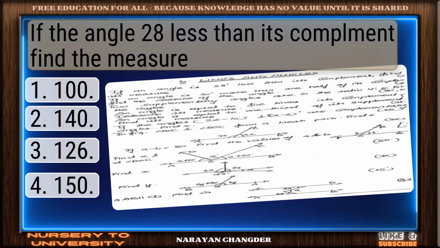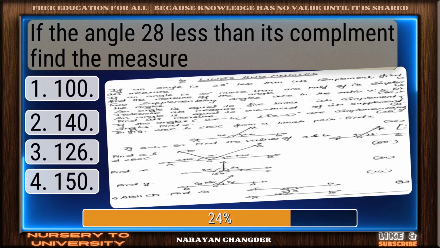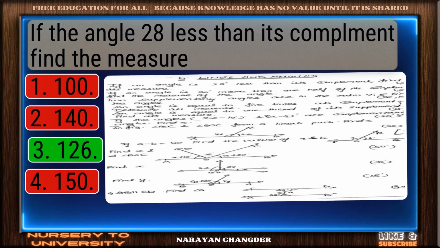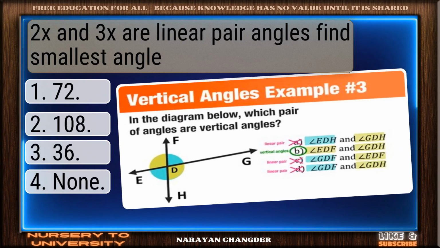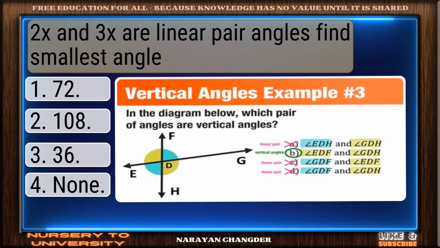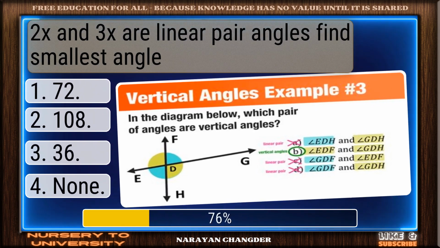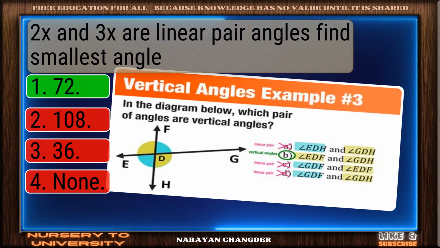Question number 57. If an angle is 28 less than its complement, find the measure. Perfect. 126 is the correct choice. Question number 58. 2x and 3x are linear pair angles. Find the smallest angle. Right choice. 72 is the best answer.